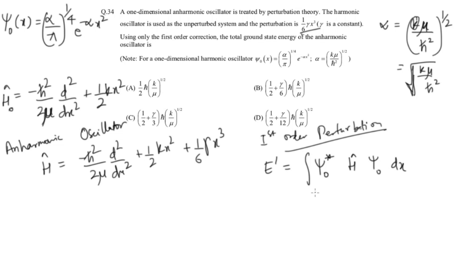Now we can put the values over here. Psi naught we know, so psi naught star will be the same only because there is no iota term, that is alpha by pi to the power 1 by 4 e to the power minus alpha x square. So this is what your psi naught star will be, and alpha is given to you. Alpha is like under root k mu by h cross square. So we'll try to put all these things in this particular case. We'll put the value of psi naught, the value of H, that is the Hamiltonian, and we'll see how it is to be solved. So just wait for it, I'll solve it in the next slide.